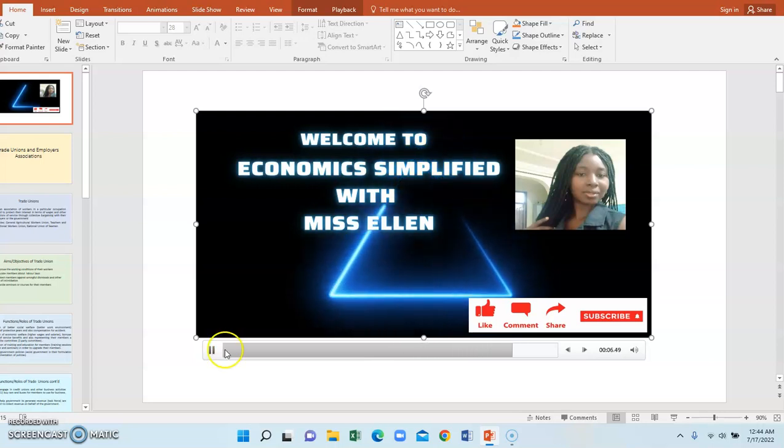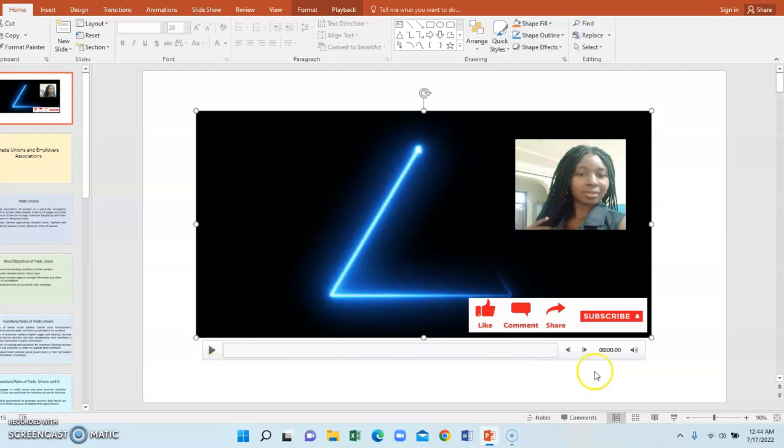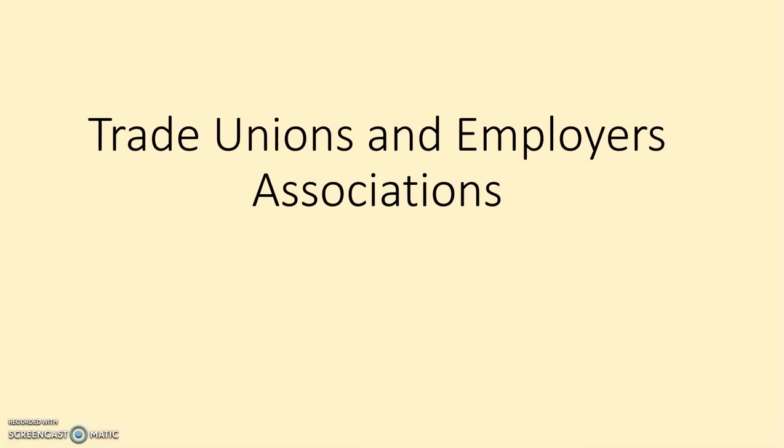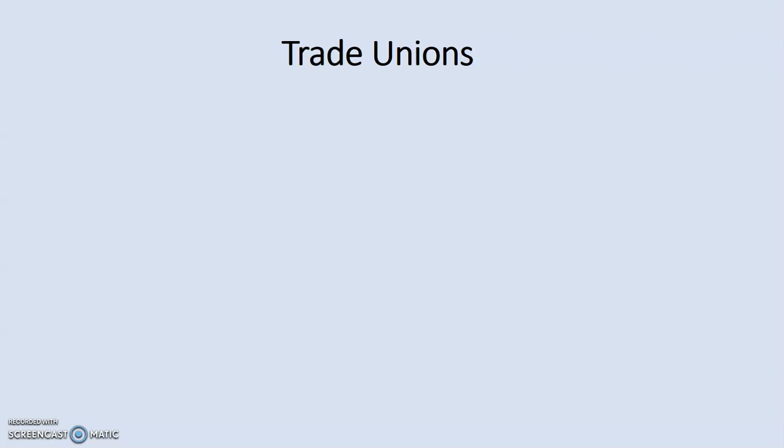Today's video, we are looking at trade unions and employers association. By the end of this video, we are going to define what trade unions are. We are going to look at their aims, their functions, and then some measures they use in fighting for their interests, and also that of the Employers Association. Now let's define what trade union is.